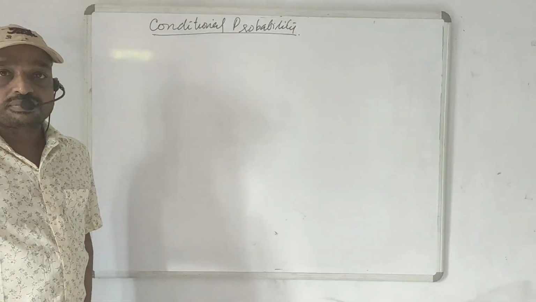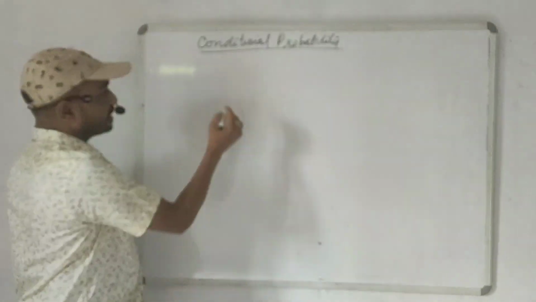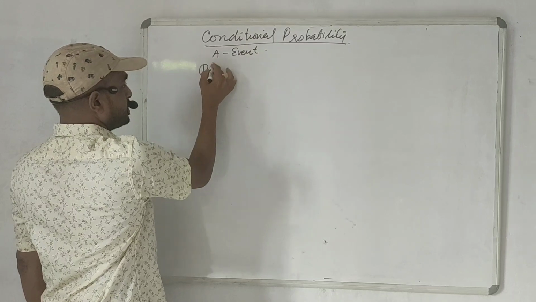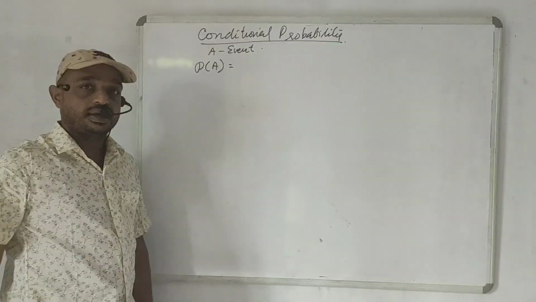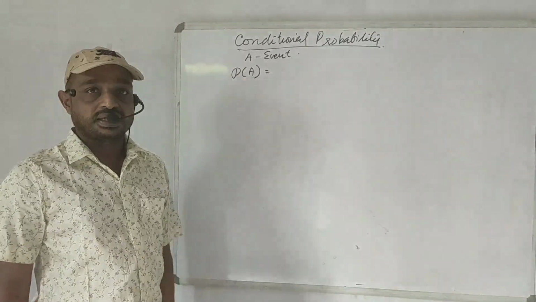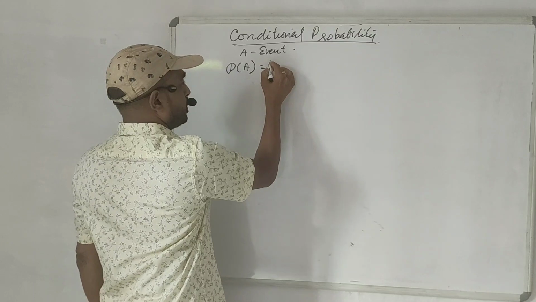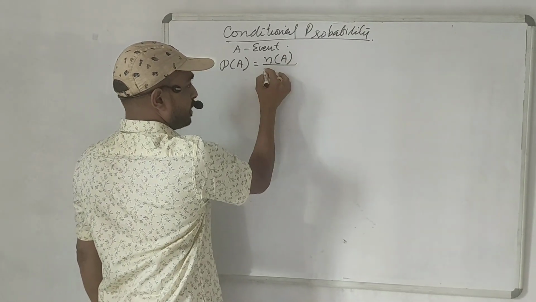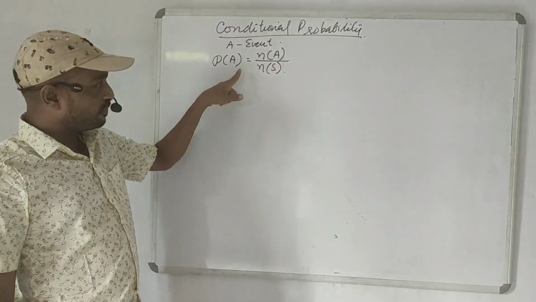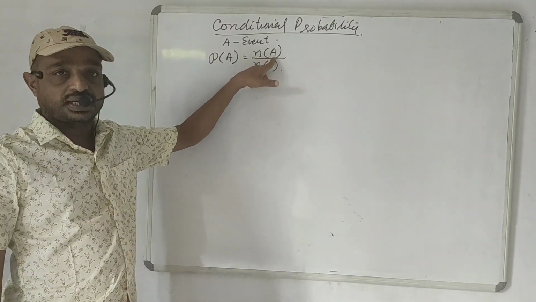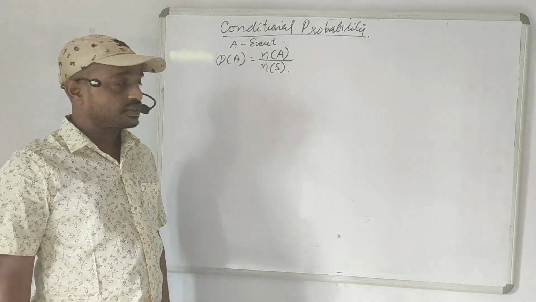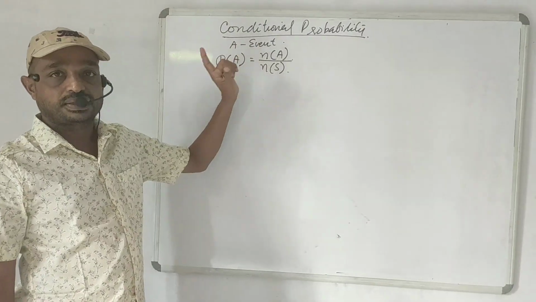You know what is meant by the probability of an event. Let us assume that A is an event. Then what is P of A? P of A is simply the probability of the event A happening. It is the number of cases favorable to A divided by the total number of cases. That is, P of A is defined as n of A, the number of cases favorable to the event, divided by the total number of cases. Total number of cases means the total number of outcomes in the sample space.